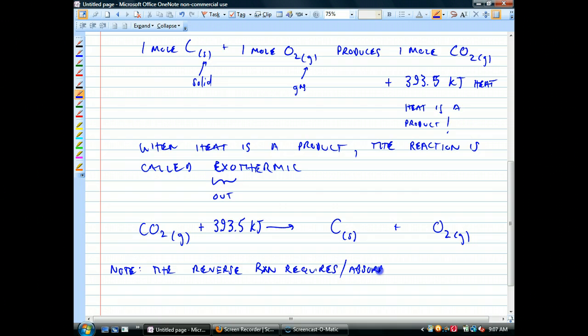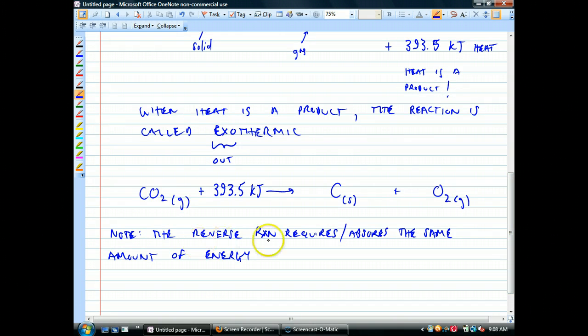Absorbs. Requires the same amount of heat, or energy, I should say. Energy is typically given off as heat, but it could be given off as light, but it'd be the same amount of energy. So if this was giving off light as well, you'd have to count that into the total energy being produced. The reverse reaction requires or absorbs the same amount of energy as the forward produces.